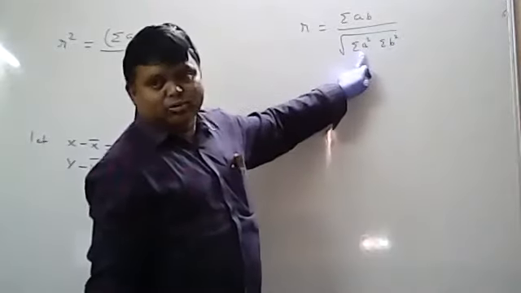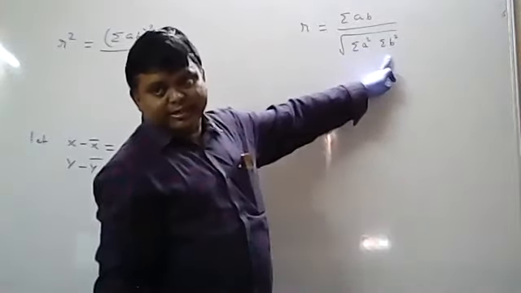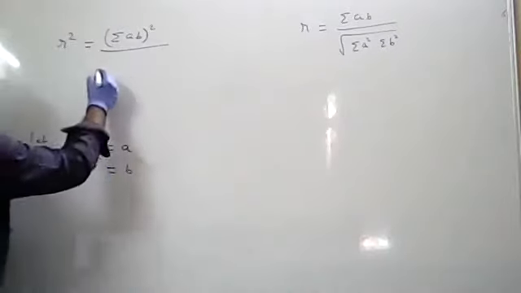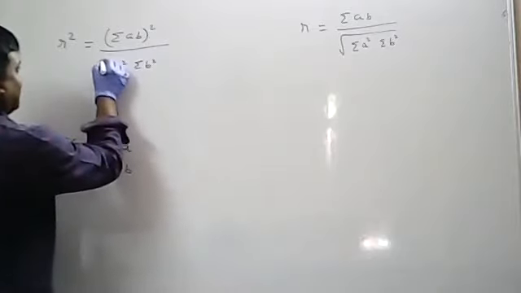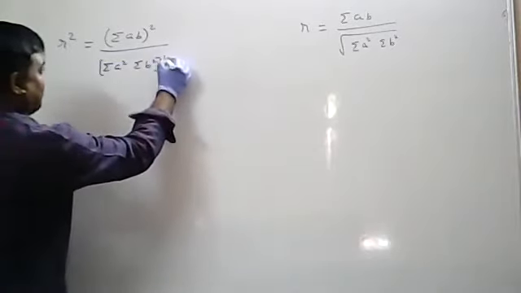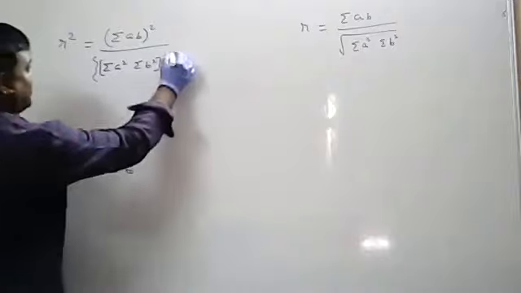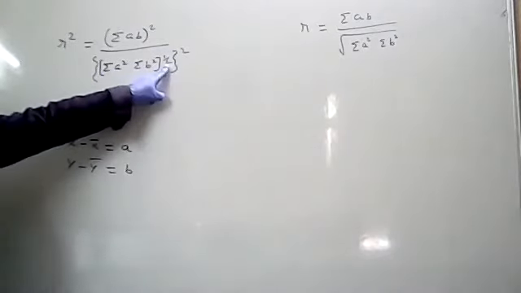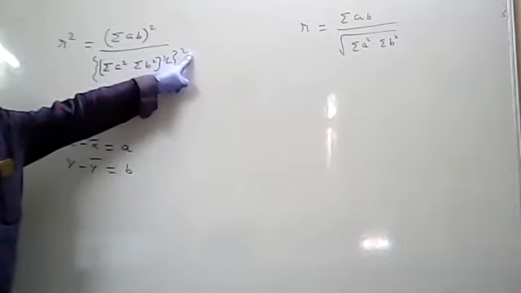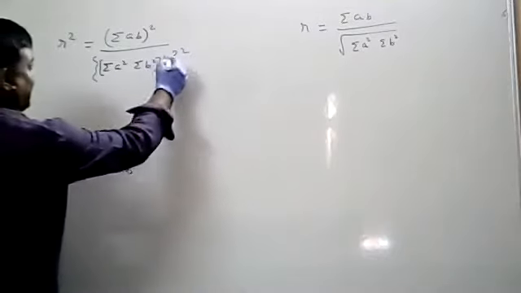That means what is the value you will get? Root of summation a square into summation b square. Otherwise you can write it like this: summation a square into summation b square. What is the root meaning? Root meaning is 1 by 2. Again you are doing square, means whole square. Root meaning is 1 by 2. You are squaring both sides, so the square you will get. So it means the 2 gets cancelled.